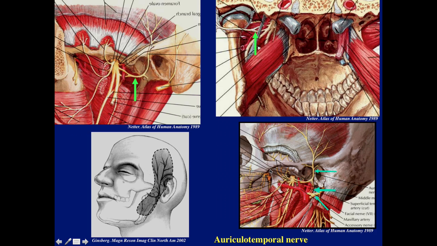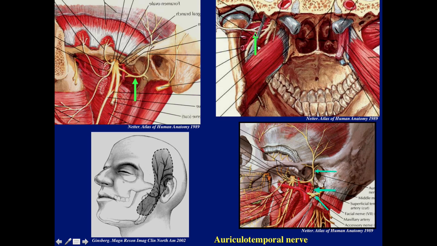The auriculotemporal nerve is very important. We can see here, two branches come off the main trunk of the mandibular nerve, and the middle meningeal artery goes between the two trunks. The nerve then travels. This is a coronal view. So here are the two nerves combining to form the auriculotemporal nerve that goes behind the mandible, behind the condyle here, or the ramus of the mandible. And again, the middle meningeal artery goes between these two.